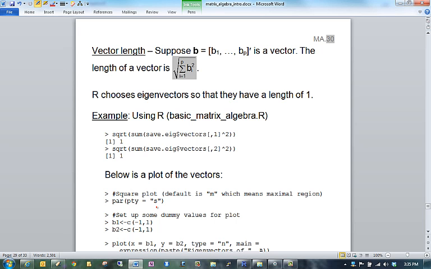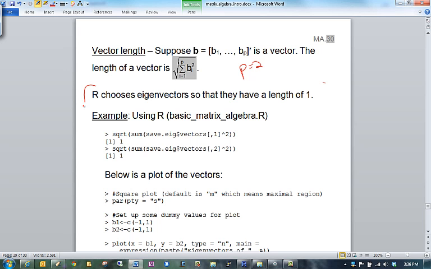Sometimes you want to be concerned about what the length of a vector is. So let's say that we have a vector B that's p by 1. Then the length of the vector is simply: you take the square of all the elements in your vector, add them up, and find the square root. If you haven't seen the length of a vector before, just think of it in the context of p equal 2, and using the Pythagorean theorem when you're finding the hypotenuse of a triangle. That's essentially where that idea comes from.